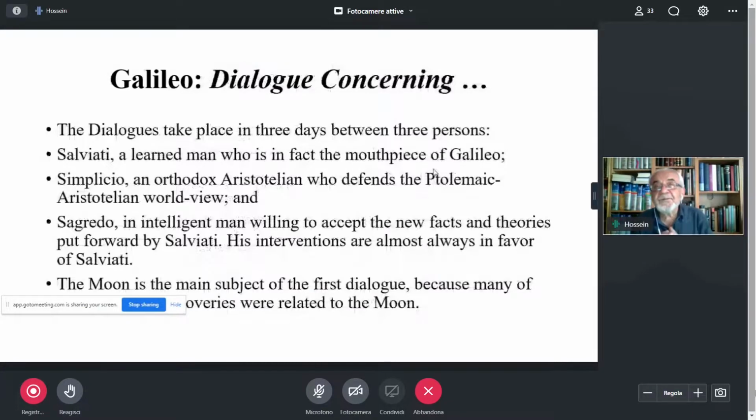This dialogue goes on between three persons. One is the mouthpiece of Galileo, a very learned man, which is called Salviati. The other one is Simplicius, an Orthodox Aristotelian. He believes firmly in the Aristotelian Ptolemaic worldview. And there is a third person, Sagredo, some kind of intermediary between these two persons, and most of the time he comes into the dialogue in favor of Salviati, that is, in favor of Galileo.